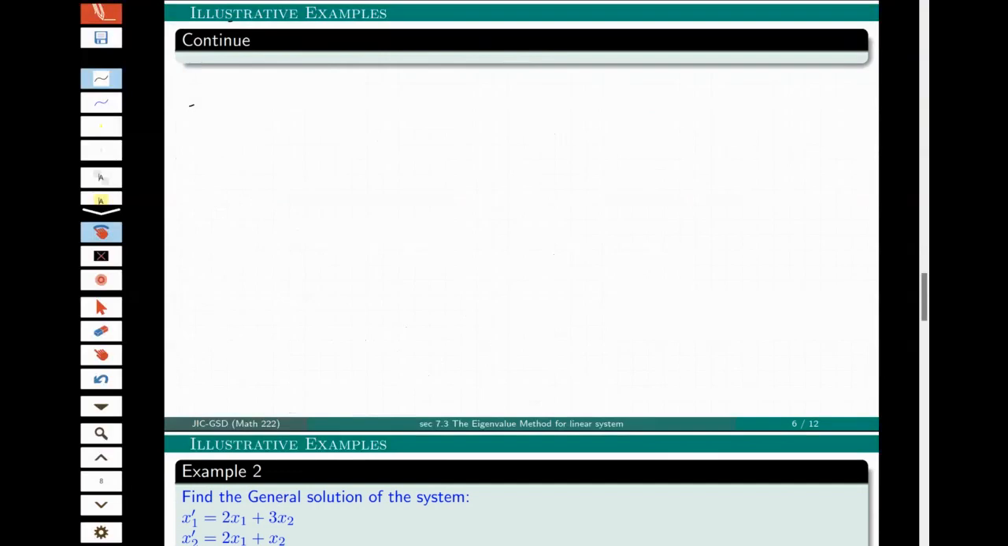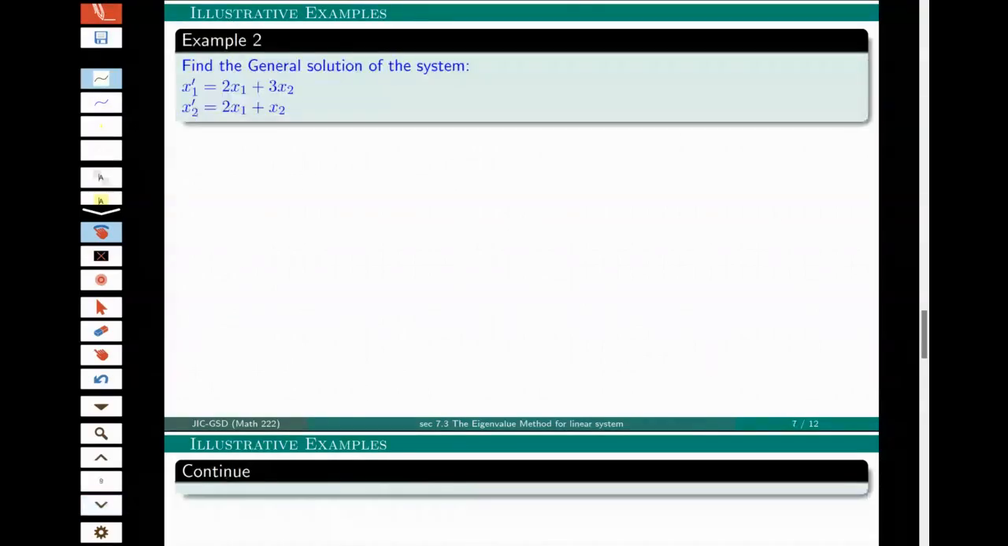Now, number 2, here I said we need to find the eigenvalue and corresponding eigenvector of the constant matrix A, which is 2, 3, 2, and 1.